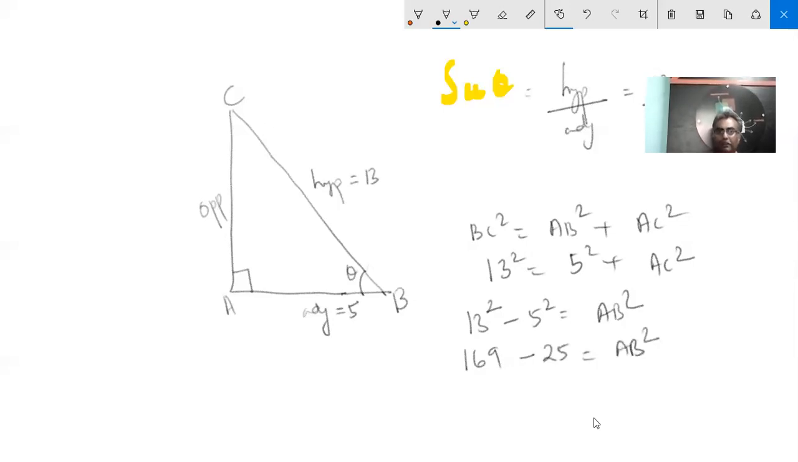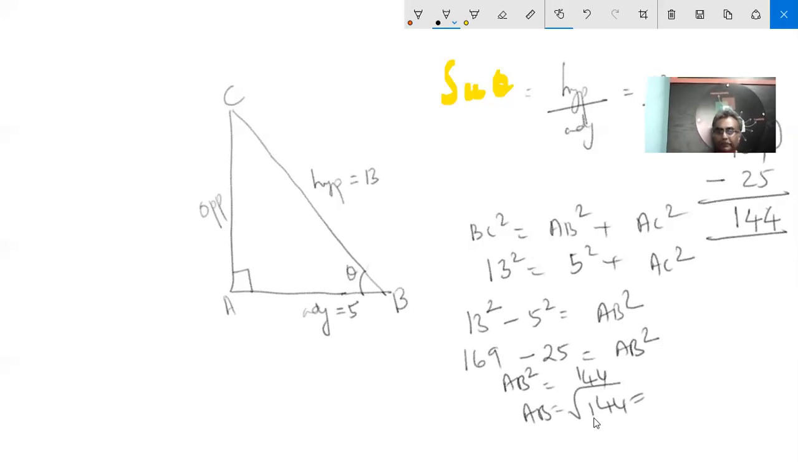Okay. 169 minus 25. 9 minus 5, 4. 6 minus 2, 4. 1 minus 0, 1. 144. Okay. AB squared is equal to 144. Then AB is equal to how much? Root of 144. What into what is 144? 13 into 13 is 169. What into what is 144?